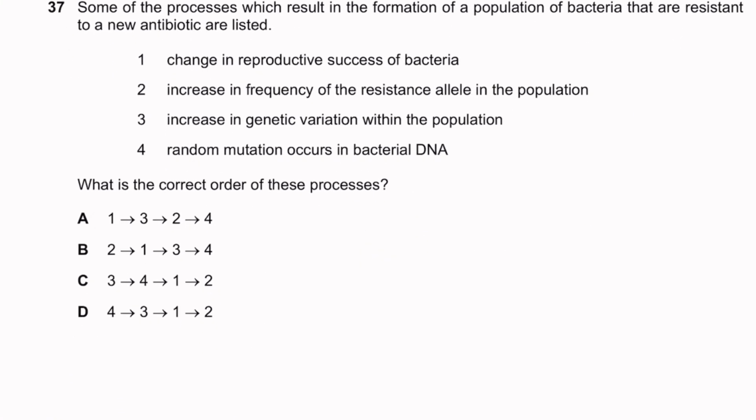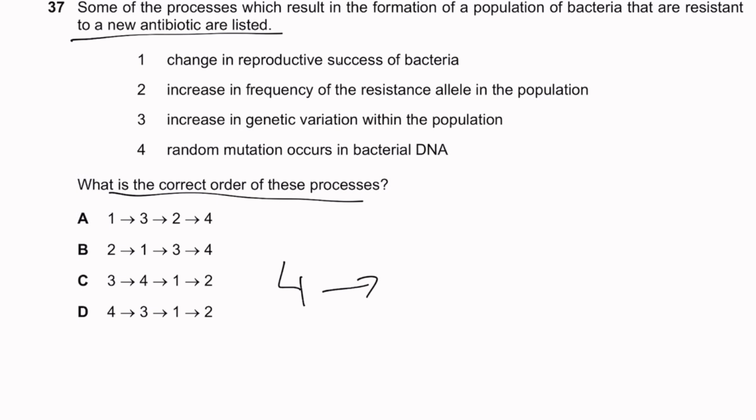Some of the processes which result in the formation of a population of bacteria that are resistant to a new antibiotic are listed. Which is the correct order of these processes? Change in reproductive success of bacteria, increase in frequency of the resistance alleles in the population, increase in genetic variation within the population, random mutation occurs in the bacterial DNA. Exactly. So there's a mutation, and there will be, of course, increase in genetic variation within the population.